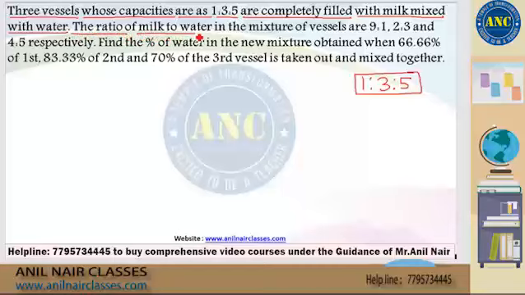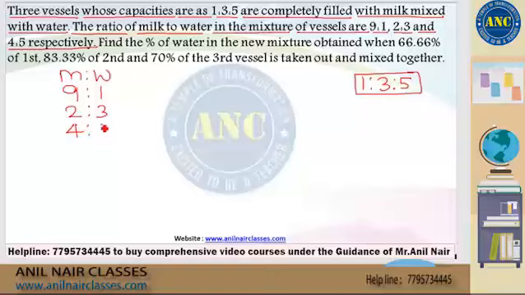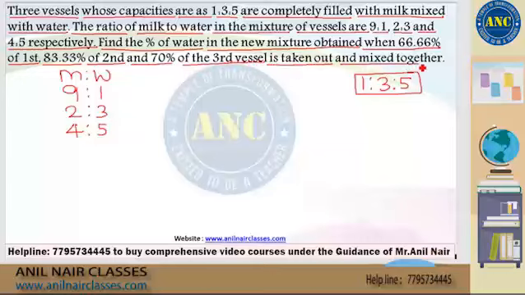The ratio of milk to water in the mixture of vessels are 9:1, 2:3 and 4:5 respectively. Your question is, find the percentage of water in the new mixture obtained when 66.66% of first, 83.33% of second and 70% of third vessel is taken out and mixed together.